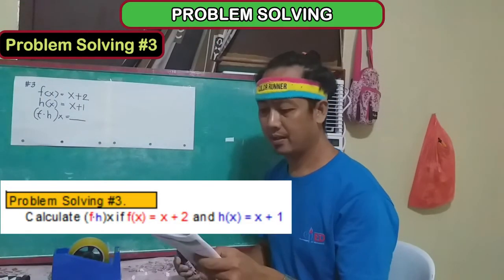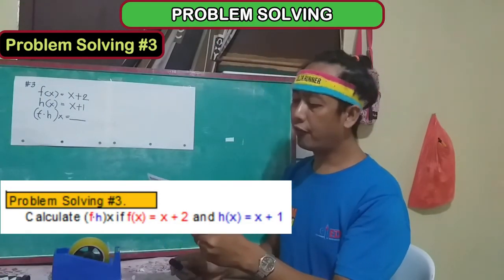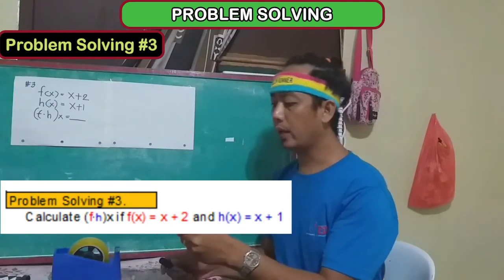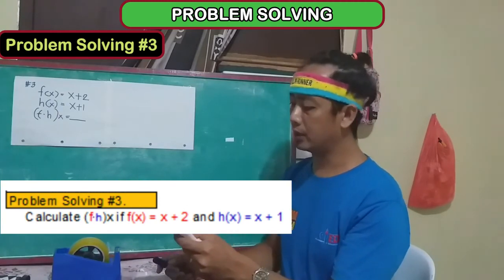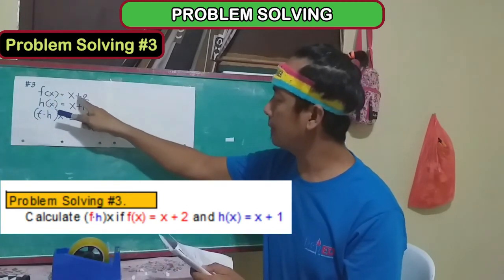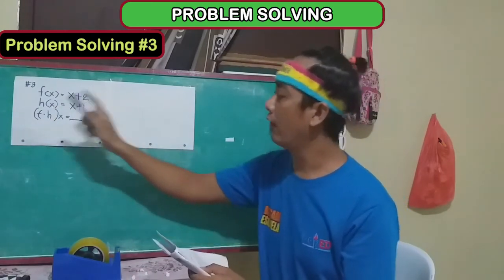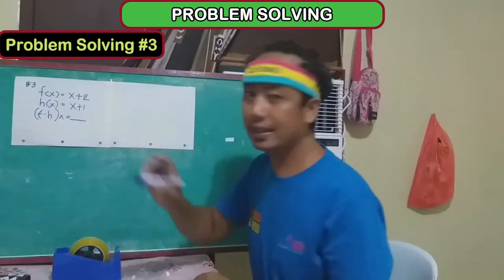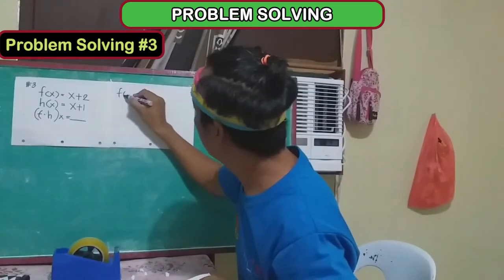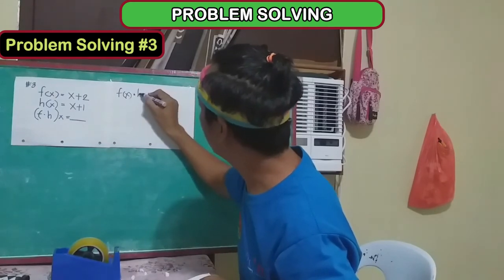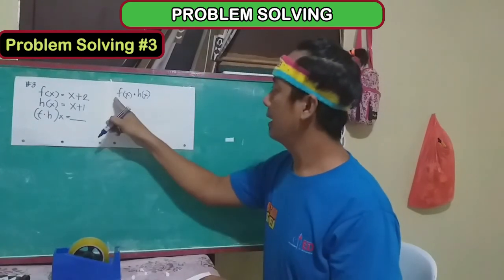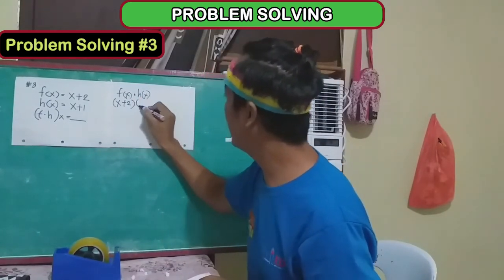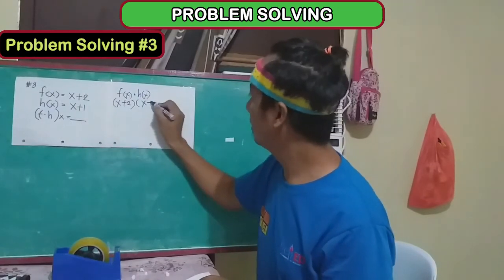Number 3. Calculate f times h of x if f of x is equal to x plus 2 and h of x is equal to x plus 1. Find f dot h of x. So, solution. Kailangan lang natin dyan is multiplication. So, f of x times h of x. Ano yung f of x? X plus 2 multiplied by h of x, x plus 1.